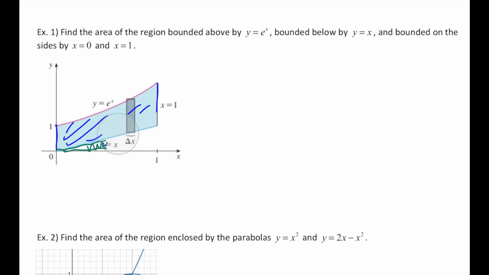So let's combine this into a single integral using that previous idea. So this area is going to be defined as the integral from 0 to 1. That's our left to our right bounds, or our lower and upper bounds. We're going to take the upper curve, e to the x, subtract the lower curve, x.